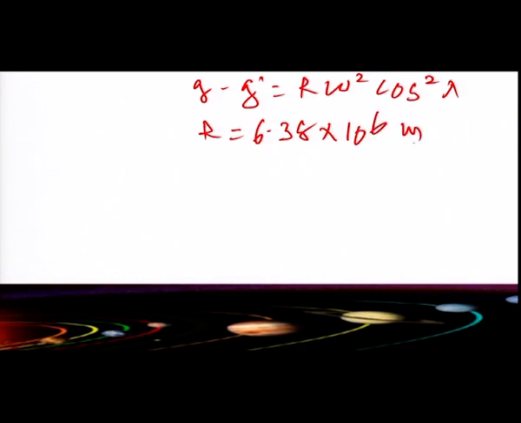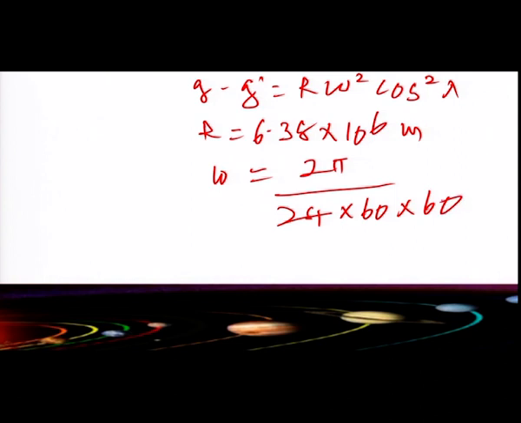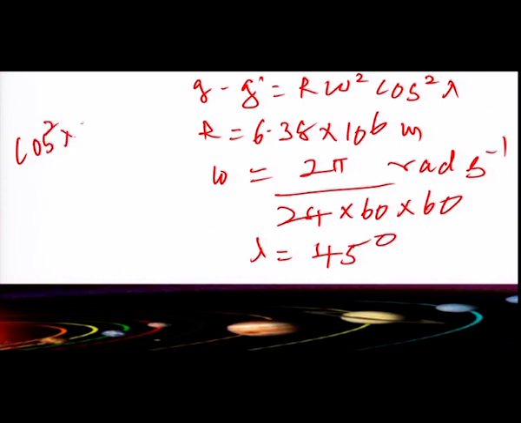We know that the radius of the earth r is equal to 6.38 into 10 power 6 meters, and omega is 2 pi by 24 into 60 into 60 radians per second, and lambda is equal to 45 degrees. Therefore, what will be cos squared lambda? Since lambda is equal to 45 degrees, cos squared lambda is equal to 1 by 2.